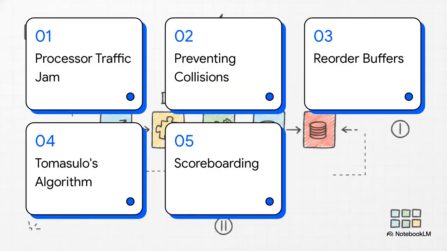To unpack this hyperactive factory, here's our roadmap for today. We'll hit the processor traffic jam, preventing pipeline collisions, the magic of reorder buffers, Tomasulo's out-of-order genius, and finally, keeping score of instructions. Let's get into it.